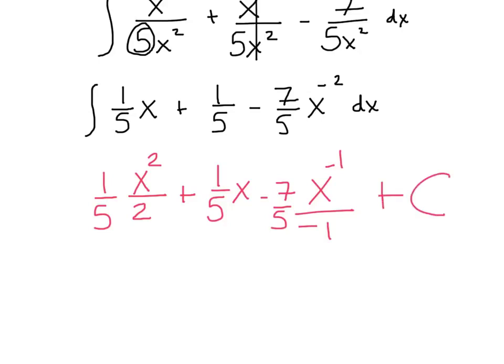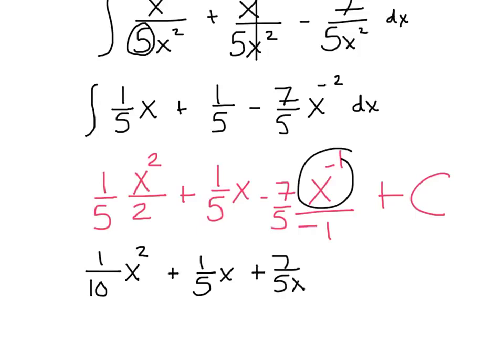Lastly, we'll just clean it up. I actually get 1/10 x squared plus 1/5 x. Let's see. This is going to make this a positive 7/5, and this x to the negative 1 just moves downstairs, and then a plus c on the end.